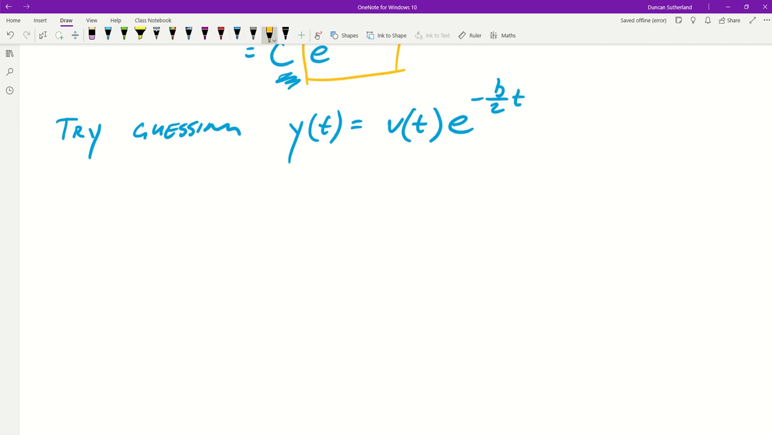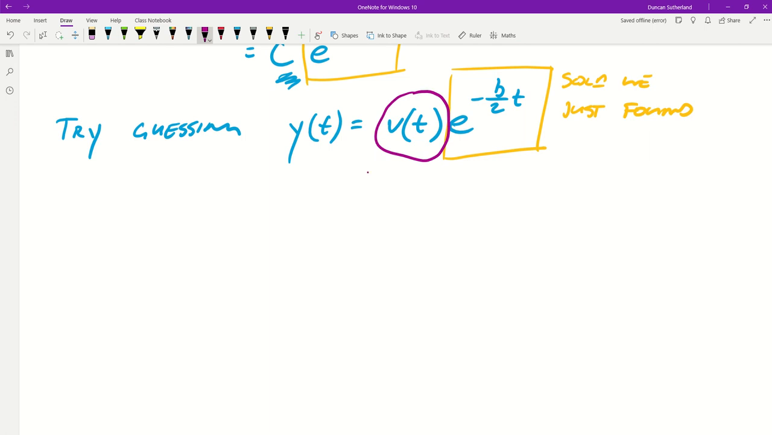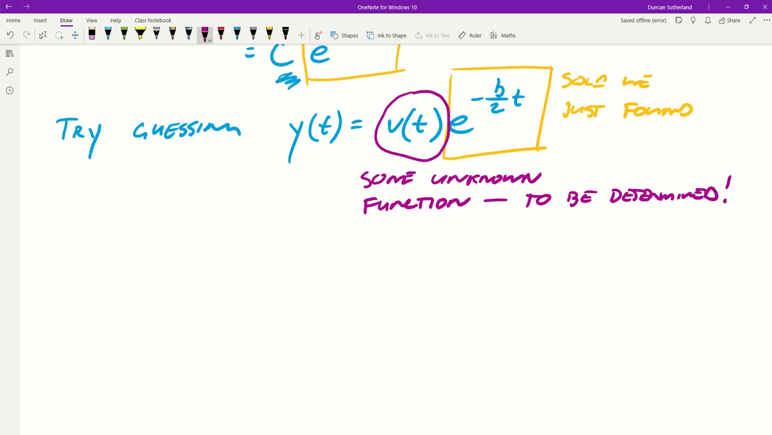Right, so what we've done is we've taken the solution we just found, and we've multiplied it by some unknown function. And we're going to try and find out whether this can solve the ODE. This v function is to be determined. We're going to choose v so that we have a full, complete solution for y.